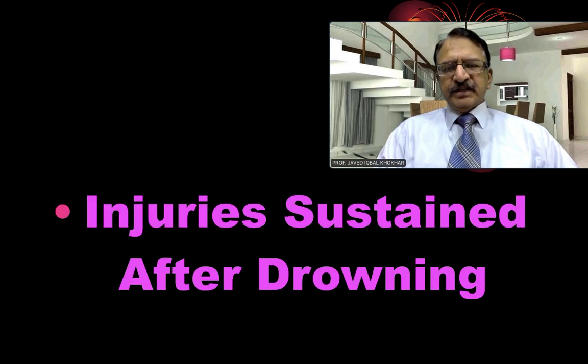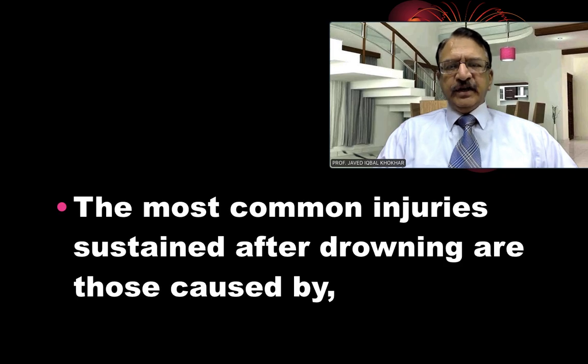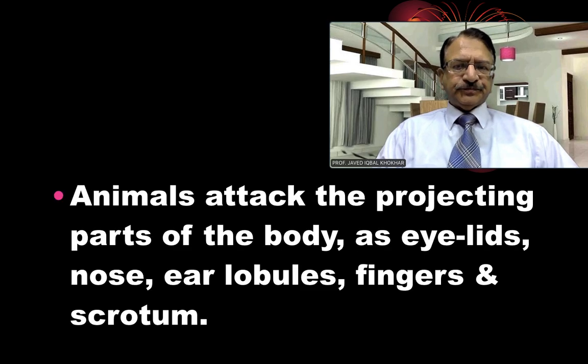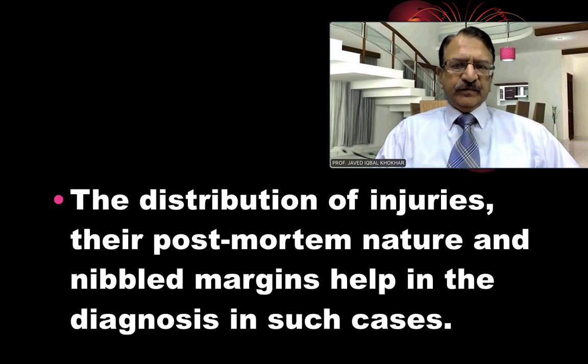Then the most common injuries sustained after drowning are those caused by fishes, frogs, crabs, and other animals, or by passing boats. Animals attack the projecting parts of the body: the eyelids, nose, ear lobules, fingers, and the scrotum. The distribution of the injuries, their postmortem nature, and the nibbled margins help in diagnosing such cases.